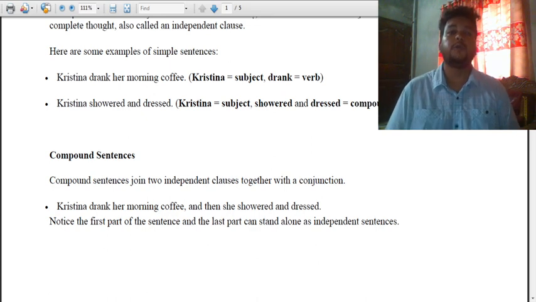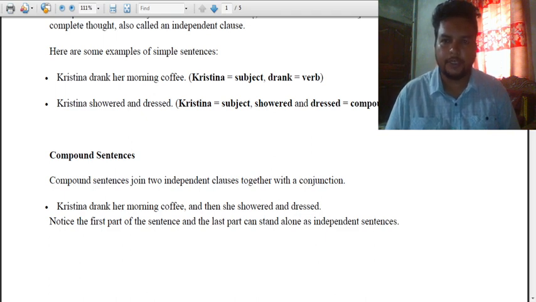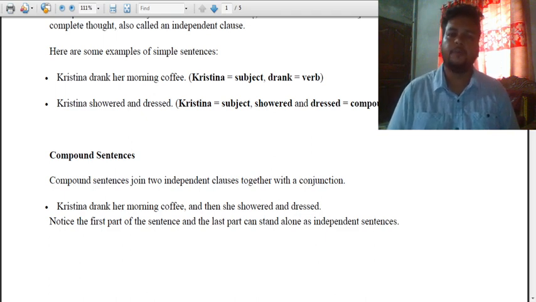So there are two actions there. She had her morning coffee and she showered and dressed. Here these two clauses are connected or joined by the conjunction and. That's all about the compound sentence. So simply we can say that a compound sentence joins two independent clauses together with a conjunction.